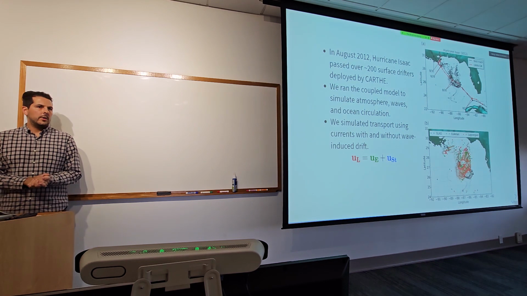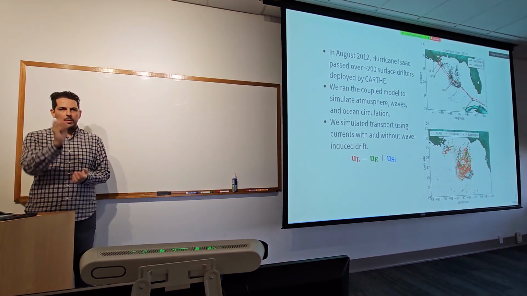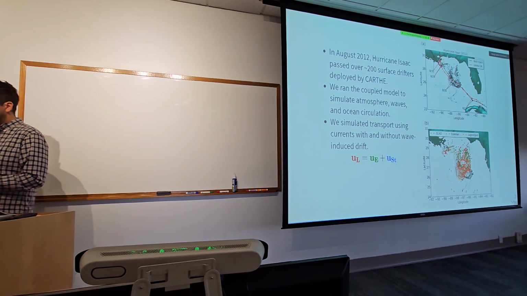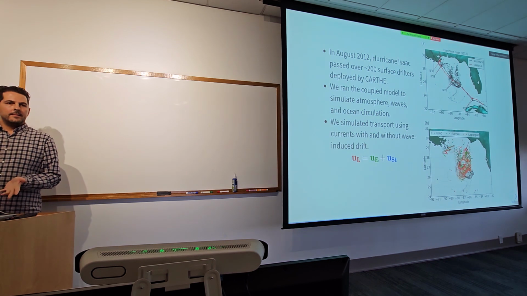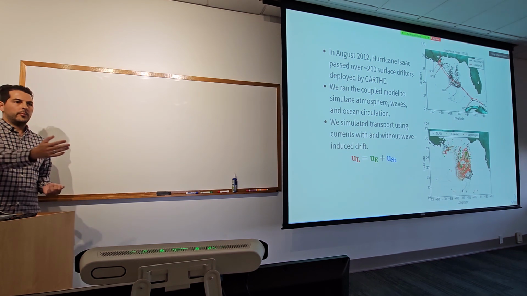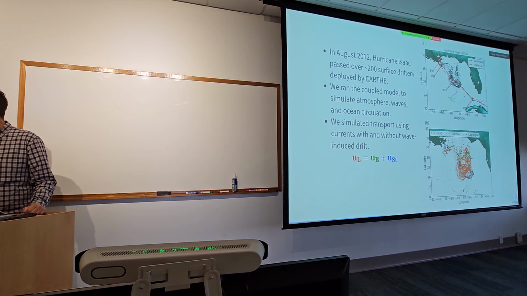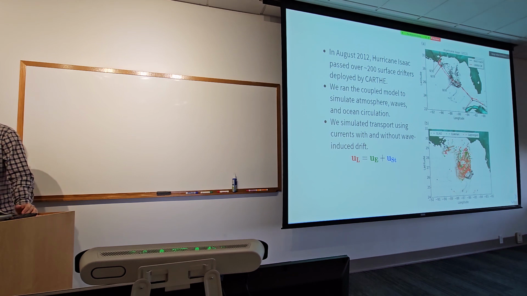And in 2012, CARTHE deployed 300 surface drifters in places near Deepwater Horizon. And a month later, Hurricane Isaac propagated over this cloud of drifters, about 200 drifters. So this is the track on the right. Red is our simulated track with a coupled model, and the black trajectories are drifter trajectories.